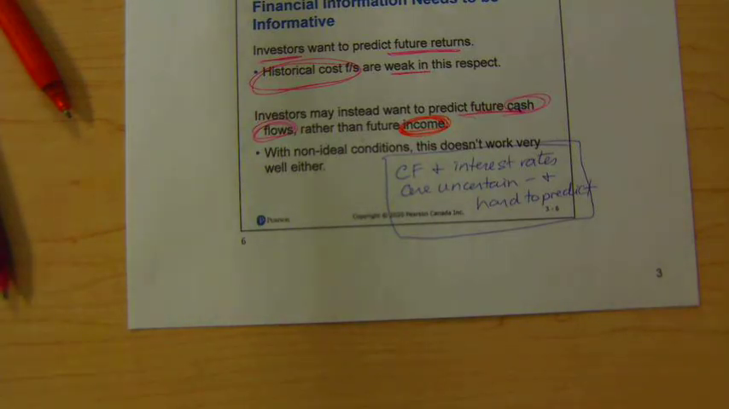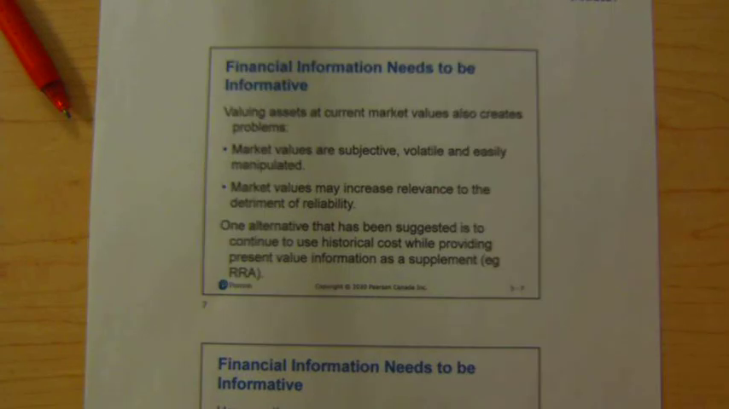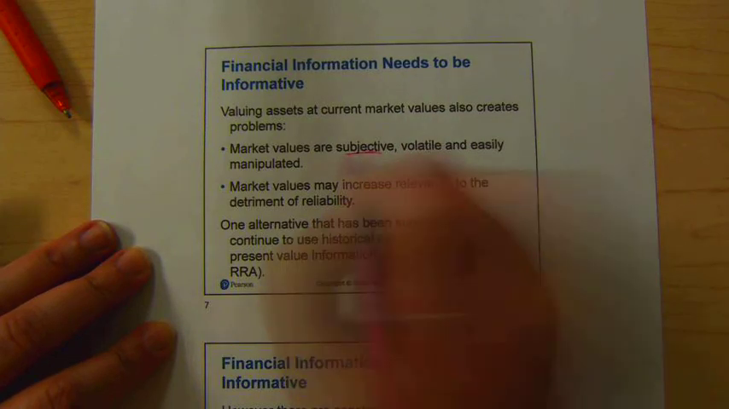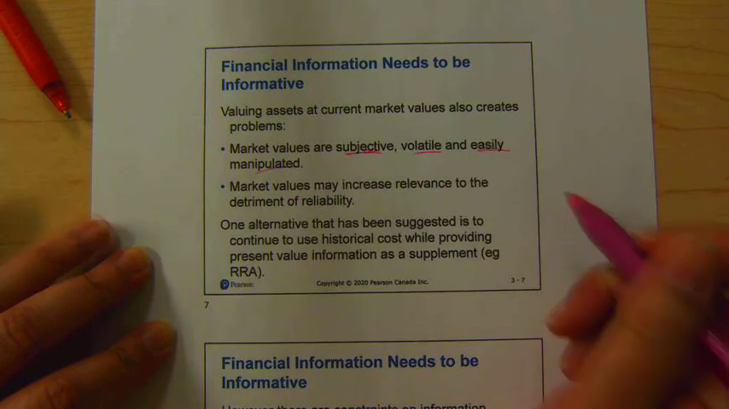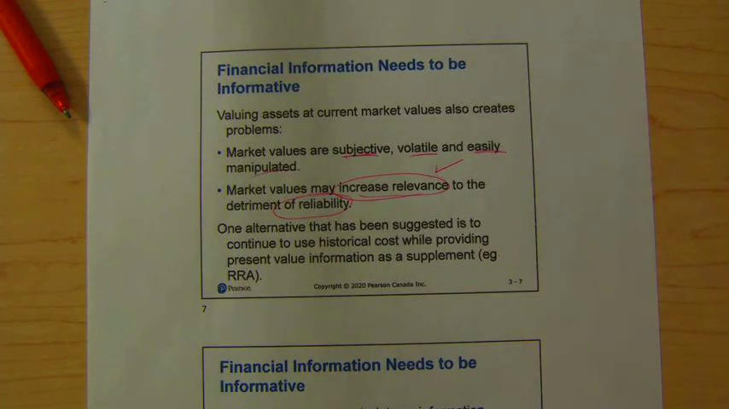So historical cost isn't perfect. But current market rates, or valuing with many of the present value techniques, also have problems. Market values are subjective, volatile, easily manipulated, and may increase relevance, which is good, but what happens? We lose reliability. Throughout this whole course, as you saw in the conceptual framework in Accounting 315 right at the beginning, relevance and reliability, really, you can't have both at the same time.